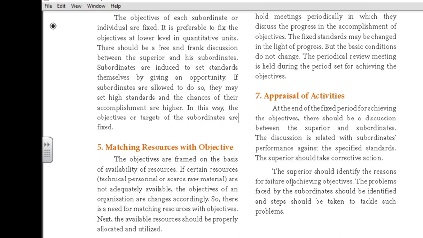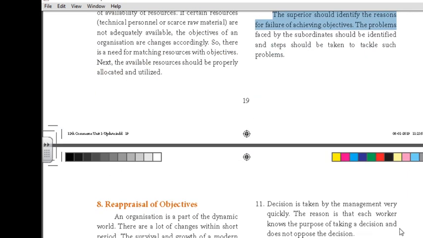And they should have a discussion with each other without any intermediary. This discussion is led with the subordinate's performance against the specified standard. The superior should take corrective action. If anything is wrong, he must take steps to correct those situations. And the superior should identify the reasons for the failure. This is very important for the business. And the problems faced by the subordinate should be identified and steps should be taken to tackle the problem.